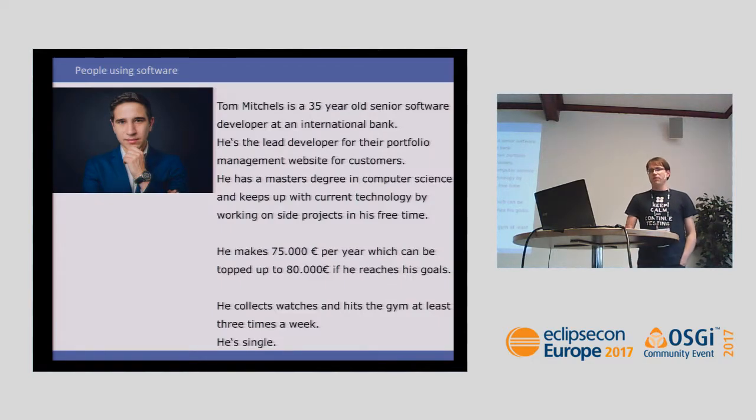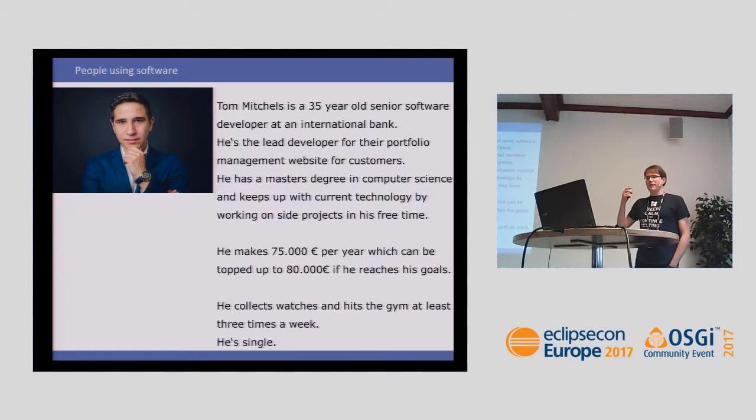Tom Mitchells is a 35-year-old senior software developer at an international bank. He's the lead developer for their portfolio management website for customers. He has a master's degree in computer science and keeps up with current technology by working on side projects in his free time. He makes 75,000 euros per year, which can be topped up to 80,000 if he reaches his goals. He collects watches and hits the gym at least 3 times a week, and he's single. This has a different feel to it, right?